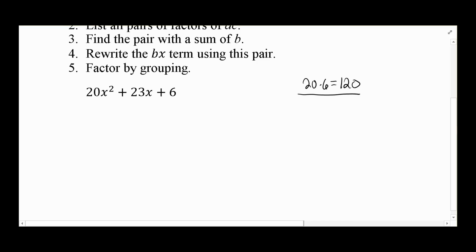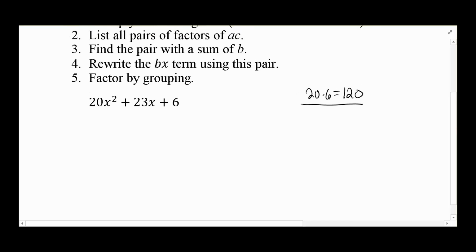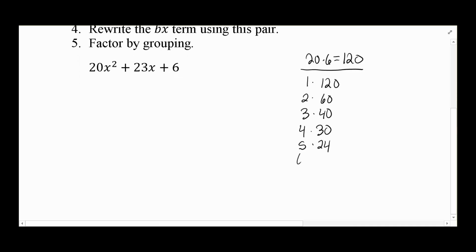Now with that number 120, I'm then supposed to list out all the pairs of factors. So 1 times 120, 2 times 60, 3 times 40, 4 times 30, 5 times 24, 6 times 20, 7 doesn't work, 8 times 15, and 10 times 12.